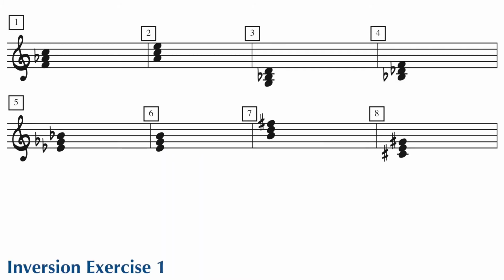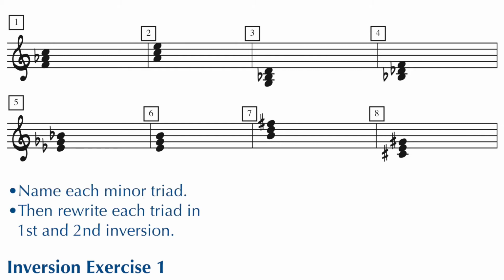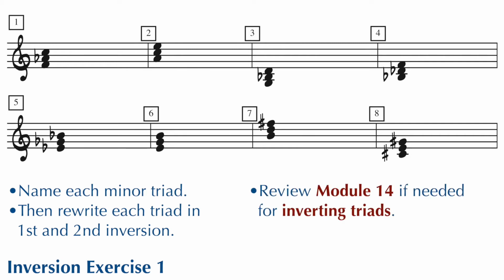On page 50, we have this minor triad inversion exercise number 1. We did something similar in module 14 with major chords. So your job is to name each minor triad and then rewrite it in first inversion and then in second inversion, just as you did in module 14.